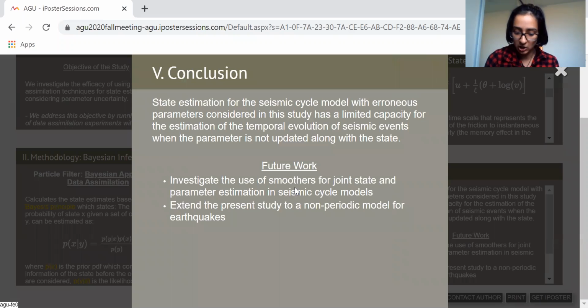So basically the main conclusion from our work is that without parameter update in seismic cycle models with poorly known parameters, data assimilation will remain limited in its ability to capture the true time evolution of the seismic cycles. For future work, we intend to investigate this further for a high dimensional system and also considering aperiodicity. And for the parameter estimation, we might choose a smoother approach or a different kind of approach apart from the state parameter augmentation approach.